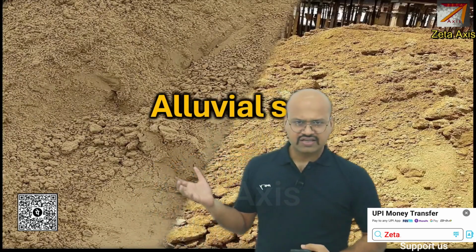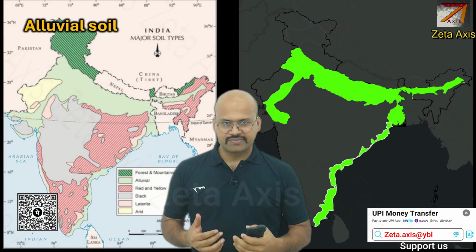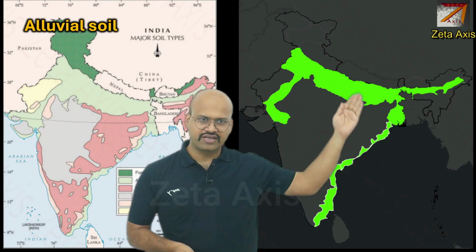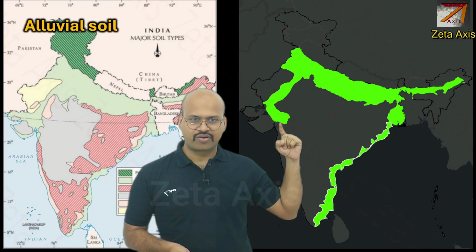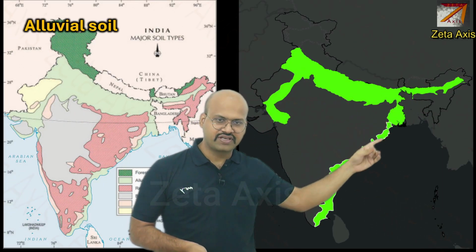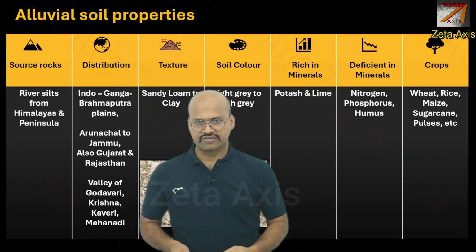So these are the different types of alluvial soil we can see, and if we go to the distribution of alluvial soil in India, then we can see it is right from Gujarat to Punjab to Arunachal Pradesh, and then we have the east coastal plain. This whole region has alluvial soil.